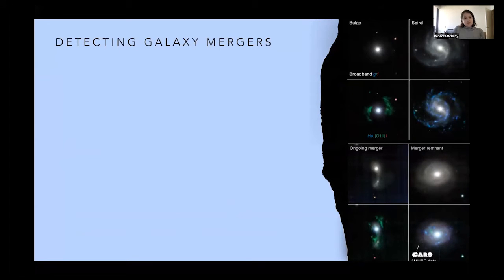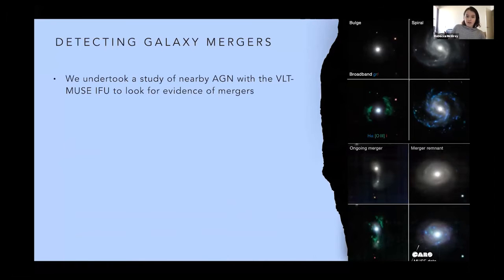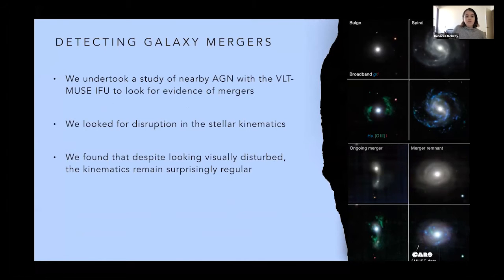So the reason we started doing this work is because I was working during my PhD on a survey of nearby AGN observed with the MUSE IFU, and we were looking for evidence of mergers to see if that was correlated with the brightness of the AGN. So we looked for disruption in the stellar kinematics, which are a better indicator of the overall gravitational potential of the system than gas. And we found that despite the fact that a lot of these galaxies look visually disturbed, as you can see, particularly like the third one down from the bottom on the left, the kinematics actually remain surprisingly regular. So we wanted to investigate why this is.